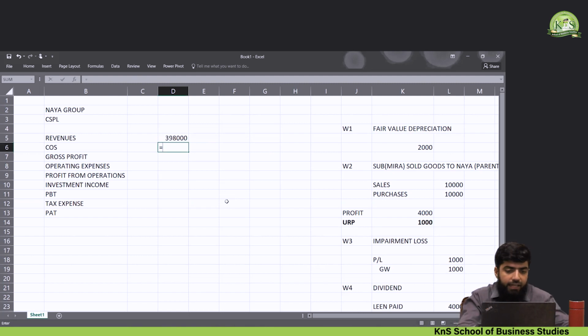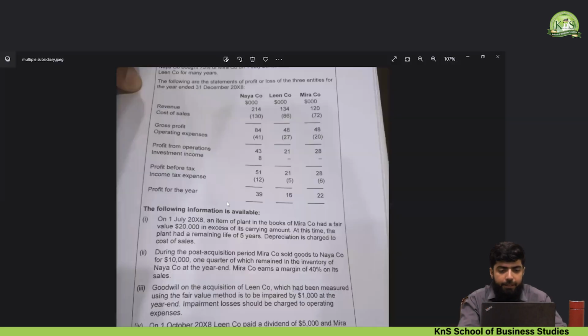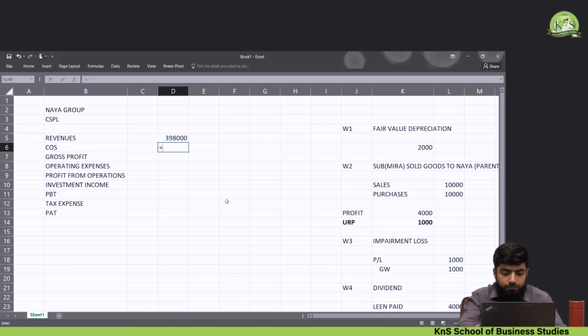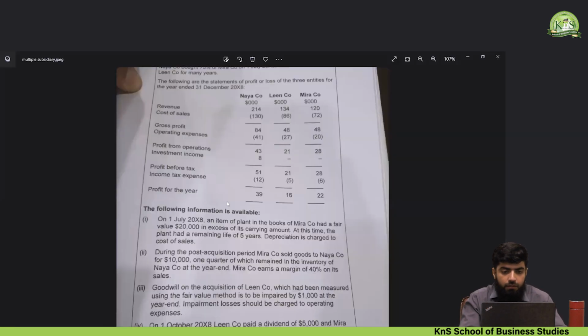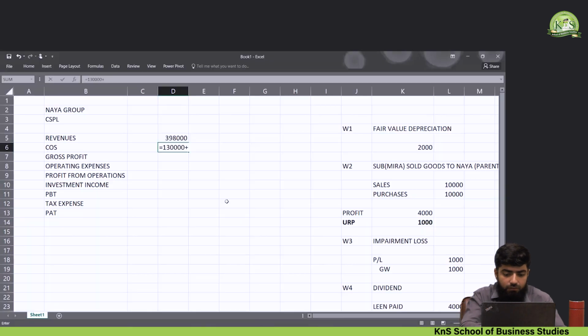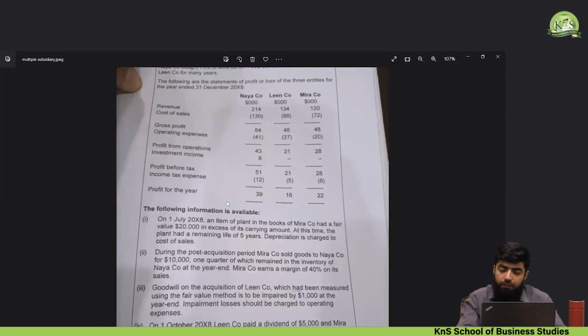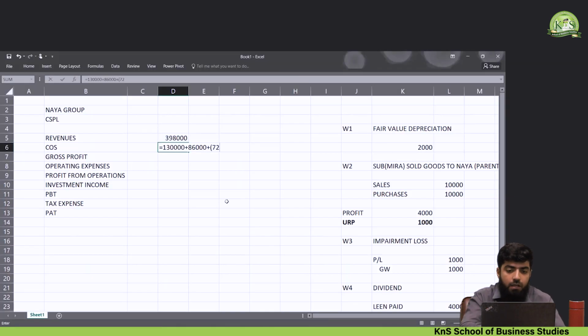Okay, now the second line item is cost of sales. The cost of sales of a parent company is 1,30,000, plus 86,000 is the cost of sales of a subsidiary company, plus, and bracket open. Why? Because the cost of sales of Mira company needs to be apportioned. 72,000 multiplied by 6, and that is divided by 12. Bracket close. Okay, now let's recall if there is any adjustment required.